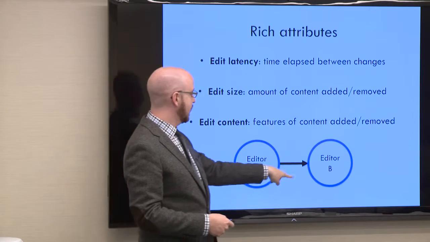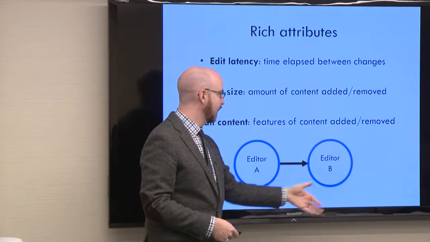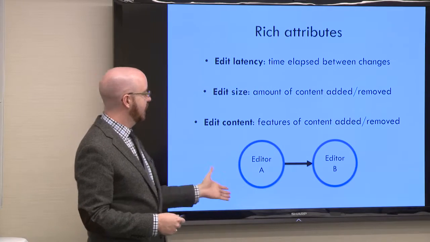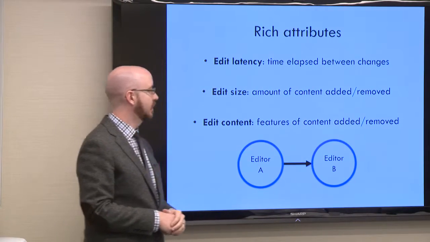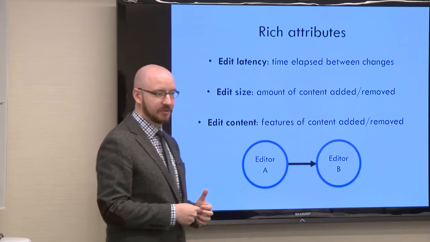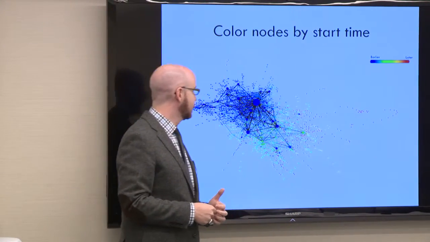We can also look at the size of the contribution, like did editor B add a lot more content? We could also look at features, like are they adding links, removing content, or adding bad words or anything like that? So we can begin to bring in all this really rich content metadata as well.